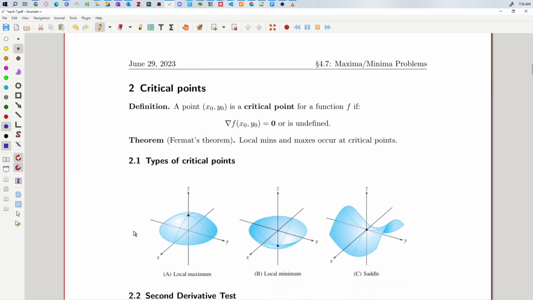Here is the definition of critical point when we're dealing with a function of 2 variables. The critical point is where we set the first derivative, but this time our derivative is the gradient, equal to 0, or it's undefined. As we'll see in the examples below, that involves solving a system of 2 equations: f sub x equal to 0 and f sub y equal to 0, solving for all possible coordinates x naught, y naught that solve that system. You also have Fermat's theorem, saying that local extrema occur at critical points, which is exactly analogous to the Calc 1 situation.